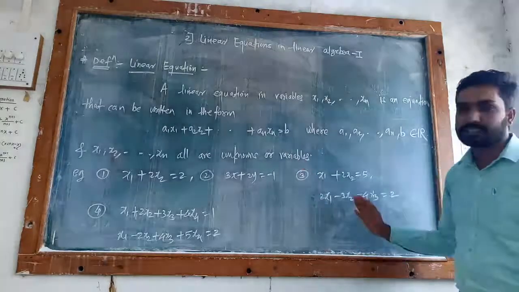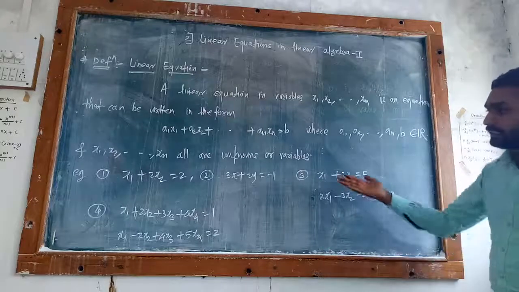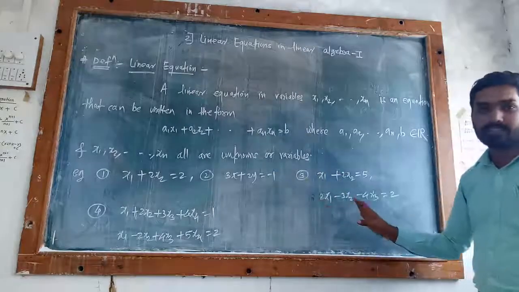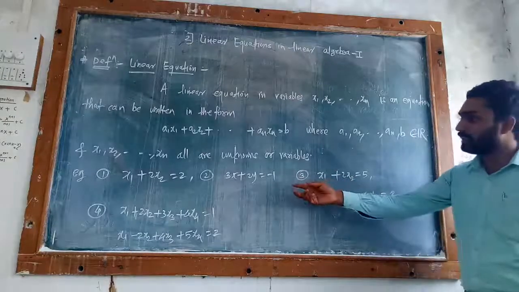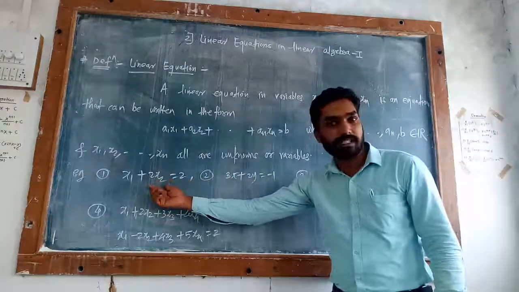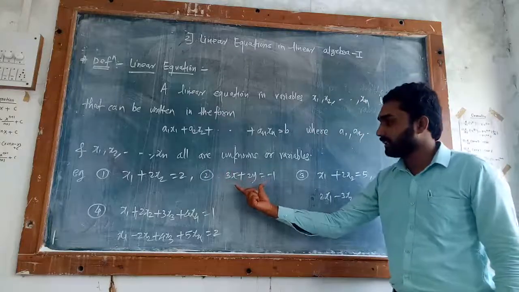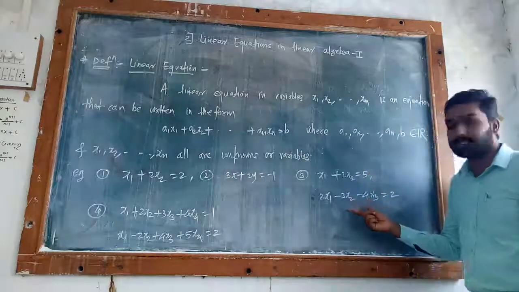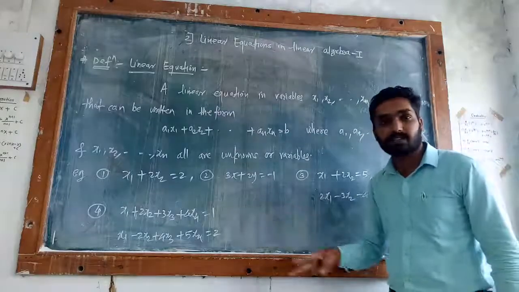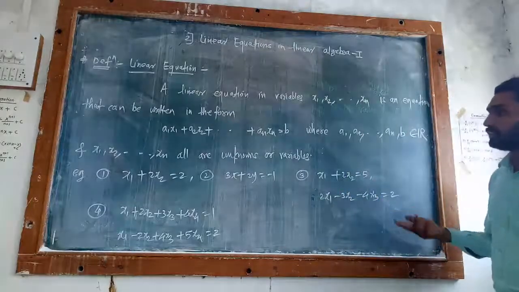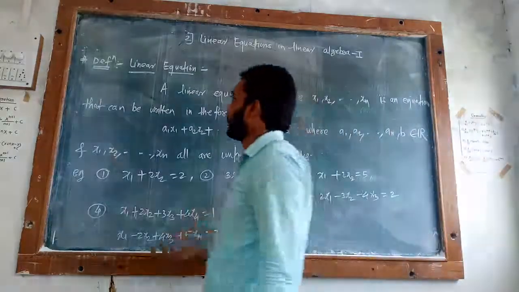Such a collection is a collection of linear equations. In the first example there is only one linear equation. In the second example there is only one linear equation. In the third example there are two linear equations. In the fourth example there are also two linear equations. So let us turn to the next definition.